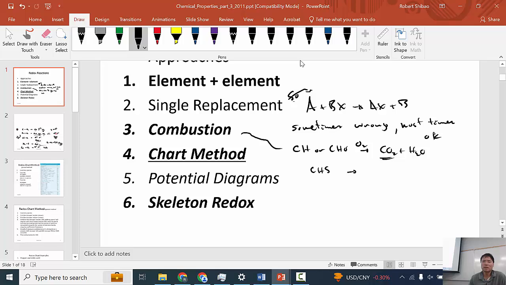We could have a CHS. A CHS will yield CO2 plus SO2 plus H2O. But was the sulfur completely combusted in this? No, because in order for sulfur to be completely combusted, it would have to go to plus what? Sulfur, the max positive is plus 6. Here it's only plus 4, but here's where it stops. Under these conditions, we only get SO2. We don't get SO3, which would be complete.